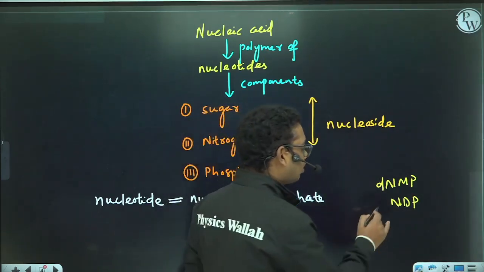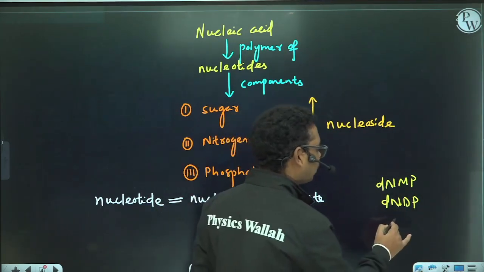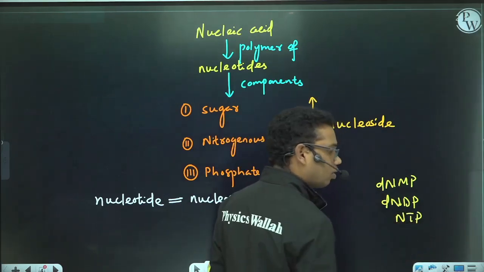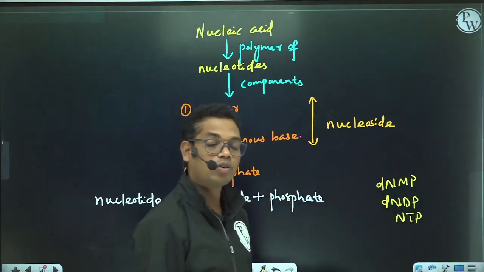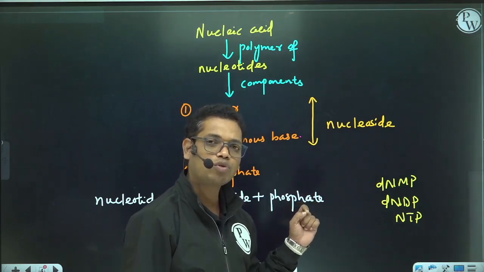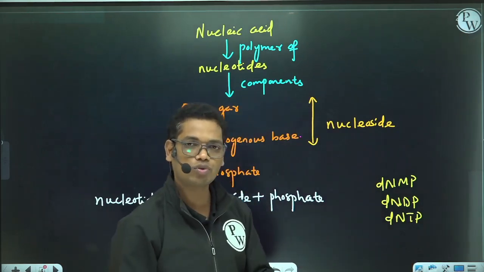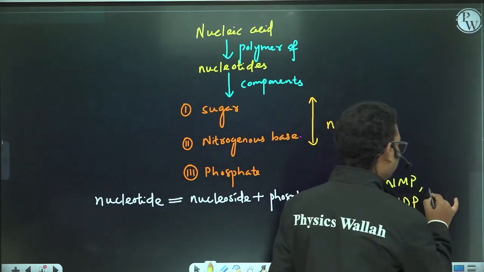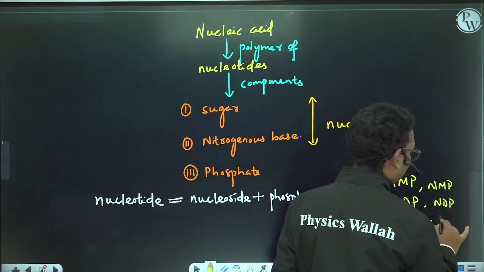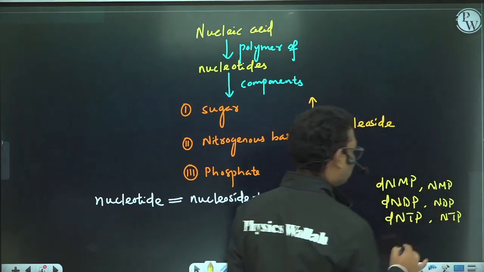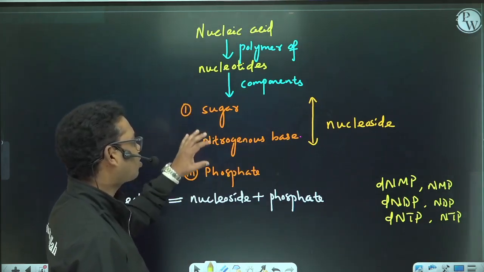And if I write dNDP, that means deoxynucleoside diphosphate. And if I write NTP, that means this is nucleoside triphosphate which has 3 phosphate groups. In this case the nucleotide has ribose sugar. And if I write dNTP, that means it will have the deoxyribose sugar. Clear? So I can write NMP or dNMP, or NDP or dNDP, or I can write NTP or dNTP. These are the examples of what? Nucleotides. Clear? So we are going to discuss all these components one by one.